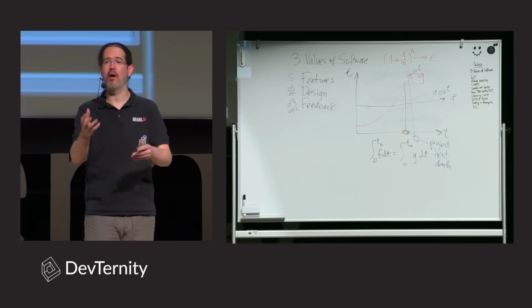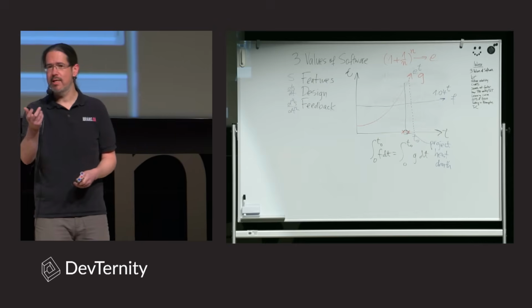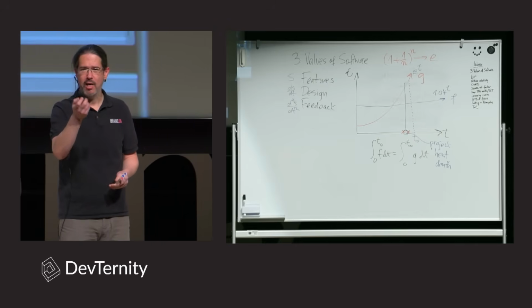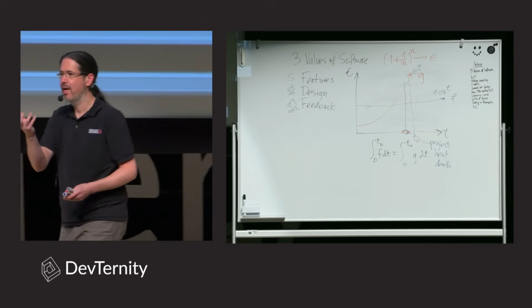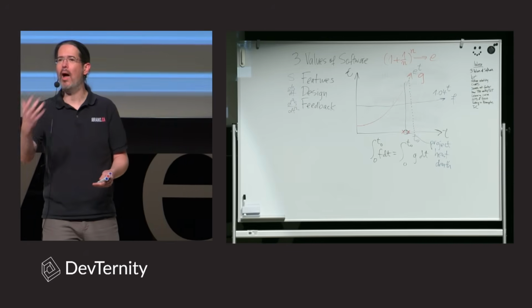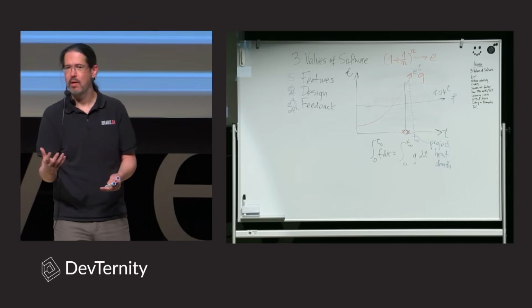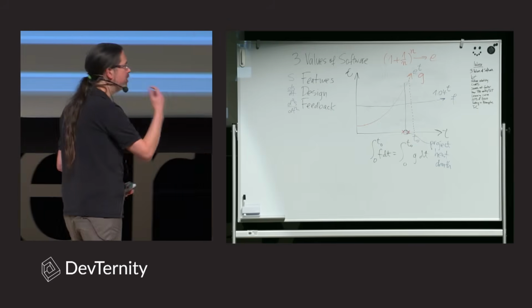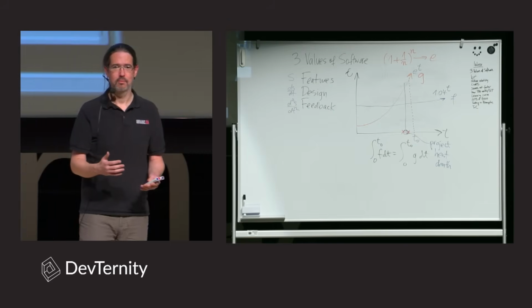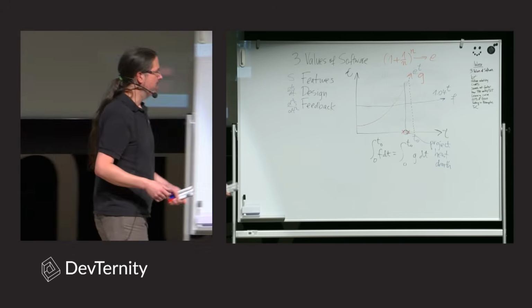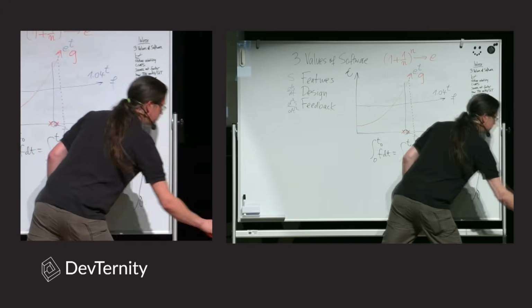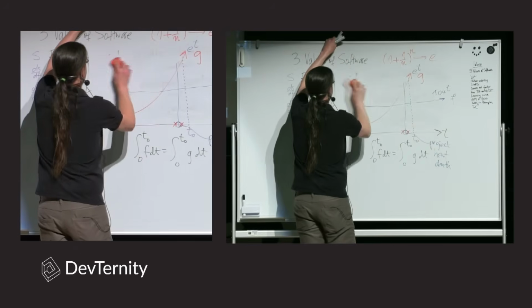I love to be there at the moment when somebody sees their design evolve in front of their eyes, and it moves in a direction that's actually going to be helpful, and they have that hopeful look like, wow, maybe it's going to be different this time. I love that. But there's more to talk about here than just that. So let's take a look at a third value of software, and that is feedback.